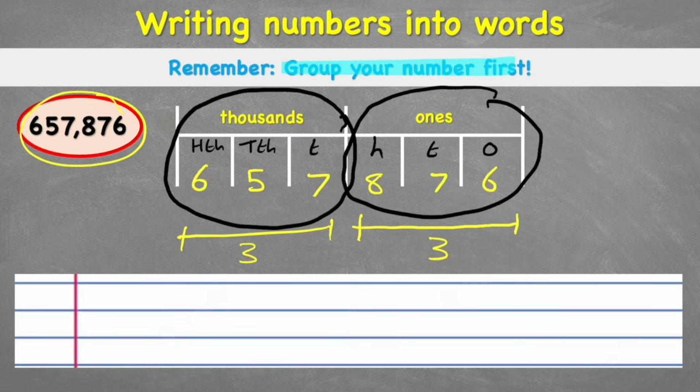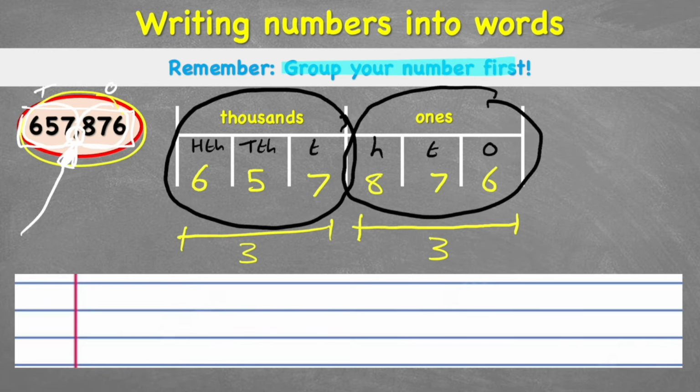So we group in sets of 3, and that's why we use this comma here. You can just see that comma to separate the number even when we write it down as digits. That helps us remember that this 873 is in a different group to the 657. These are my ones, these are my thousands.